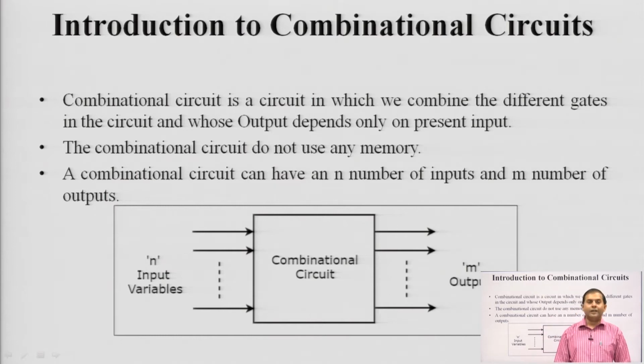So, what are basically combination circuits? A combination circuit is a circuit in which we combine different gates, and whose output depends only on the present input. The output changes as we change the inputs. A combination circuit does not use any memory. It can have n number of inputs and m number of outputs. In the diagram itself you can see there are n input variables and m output variables.